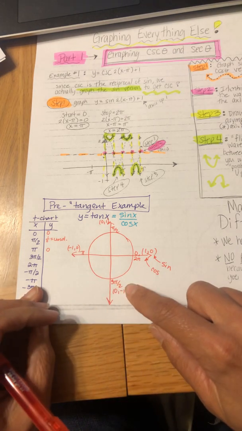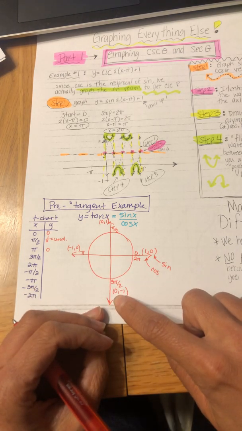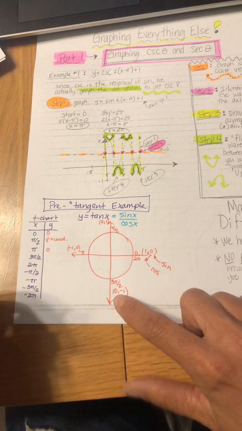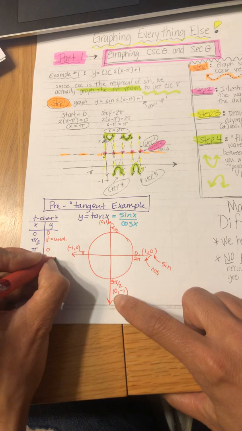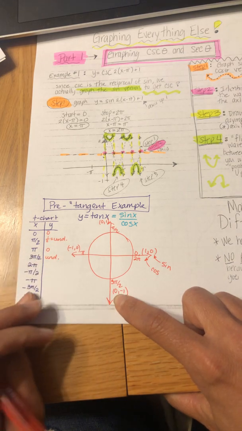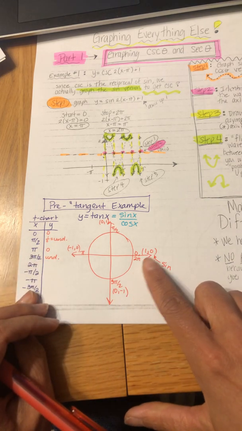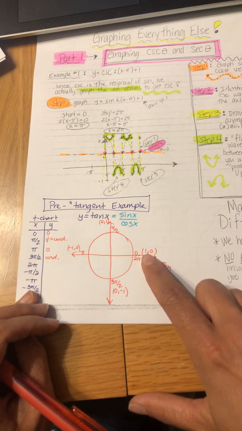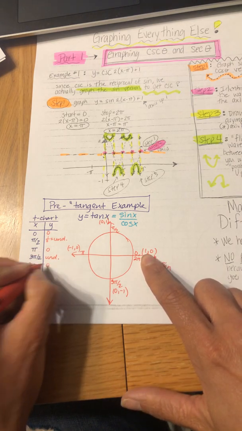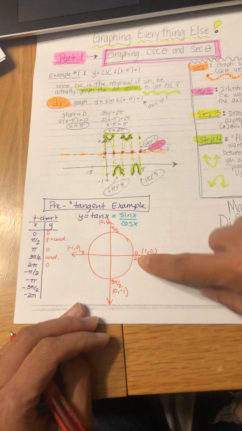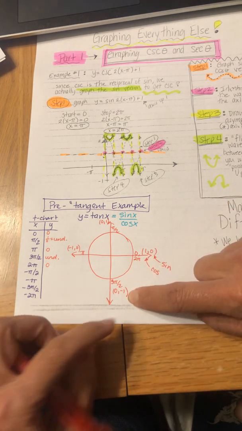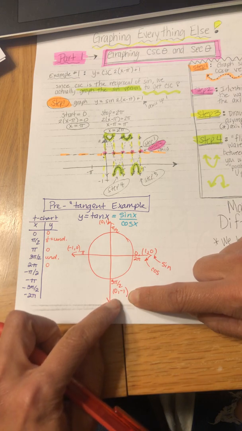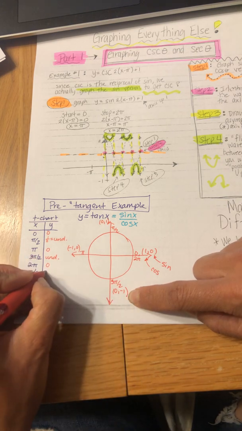And then at 3 pi over 2, sine divided by cosine would be negative 1 divided by 0. Anything divided by 0 is undefined. And then at 2 pi, we will have sine divided by cosine, so 0 divided by 1 is 0. And now we have to work our way in the negative direction. So negative pi over 2 is the same as 3 pi over 2. So that would be negative 1 divided by 0 to find the tangent, and that is undefined.